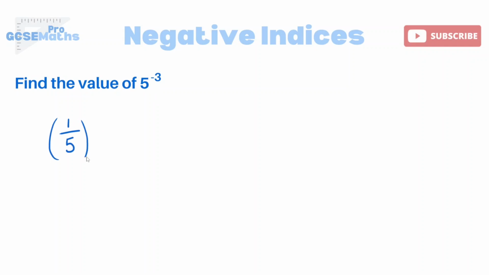Okay? However, I've still then got the power of 3, haven't I? I haven't actually dealt with that yet. So the power of 3 is obviously just cubing it, isn't it? 1 cubed is 1. 1 to the power of anything is still 1, isn't it, basically? And 5 cubed is 125.